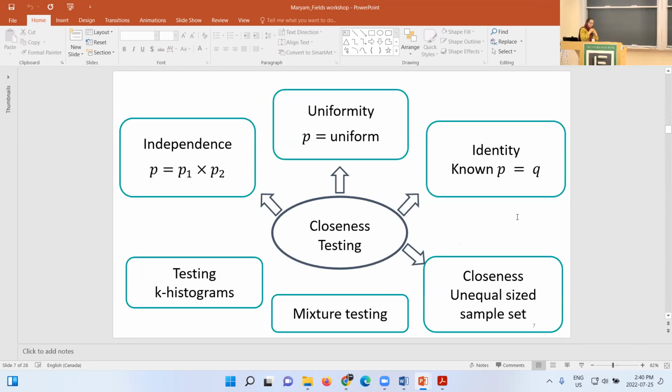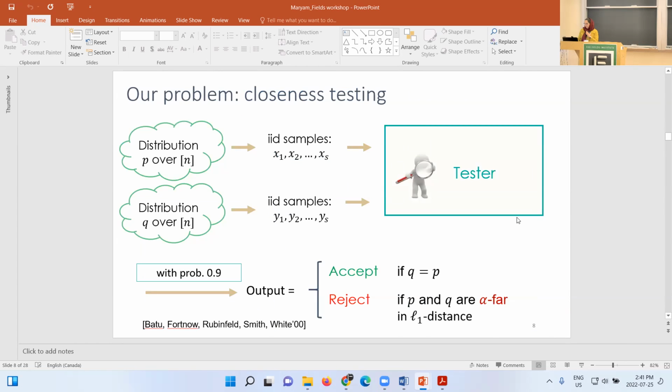So this closeness testing problem is actually at the heart of several other problems, or closely related to other problems. For example, testing uniformity, which is a special case of closeness testing, or testing equality to a known distribution. The techniques used in closeness testing have also appeared in several other testing problems, like mixture testing and testing k-histograms and so on. So for the purpose of this talk and this work, we're focusing on this more general problem of closeness testing.